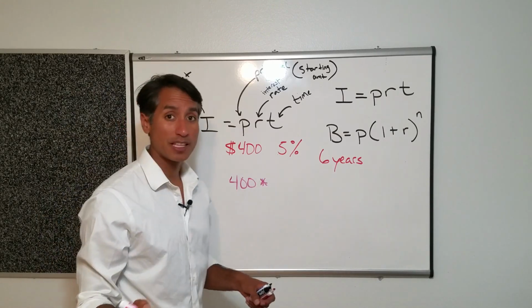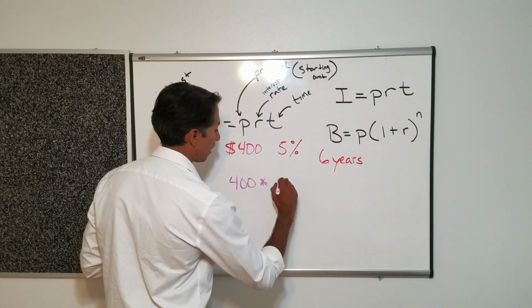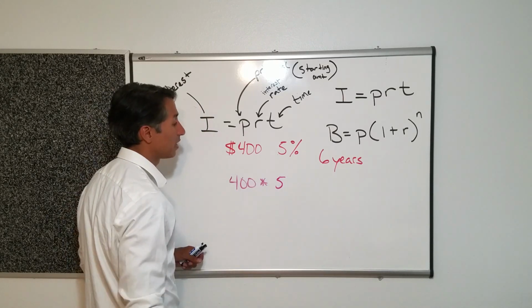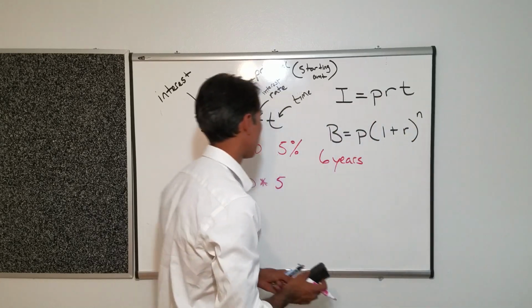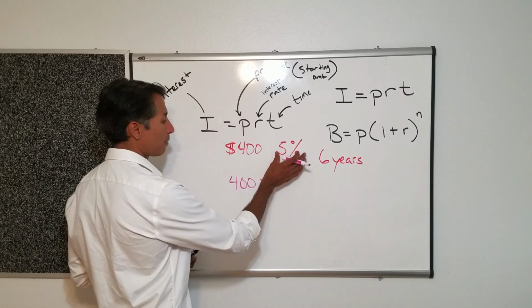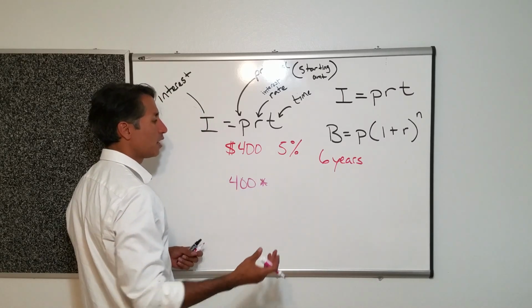Now be careful with these percents, okay? Remember, it's just not a 5. If I throw a 5 right here, now I'm doing 400 times 5. I'm gonna get some super big number. And you should look at it and say, you know what? There's no way I'm gonna be making that much cash on 5% interest. So just remember, you need to convert this to a decimal number or a decimal value.